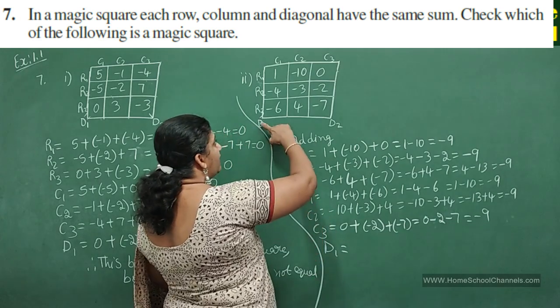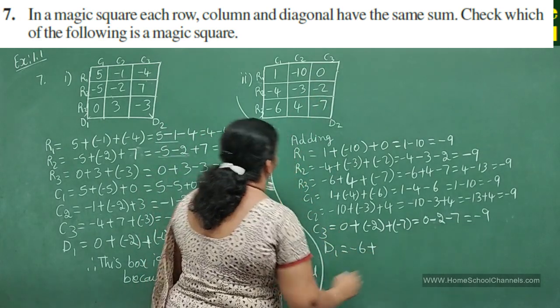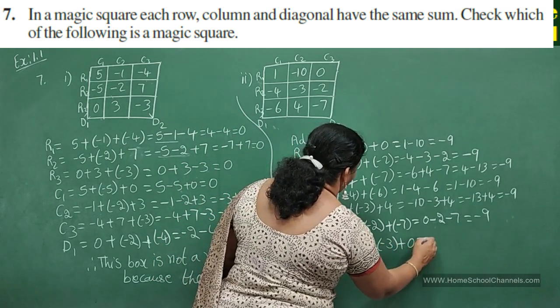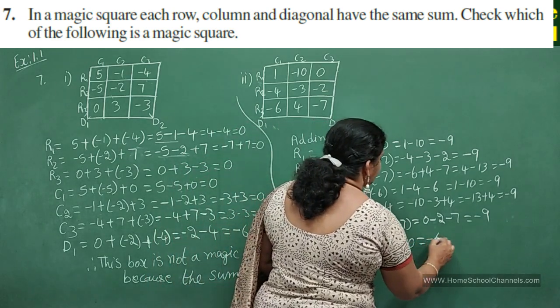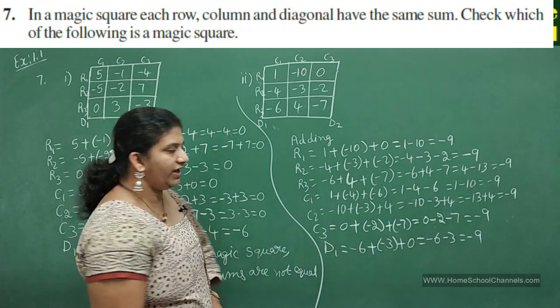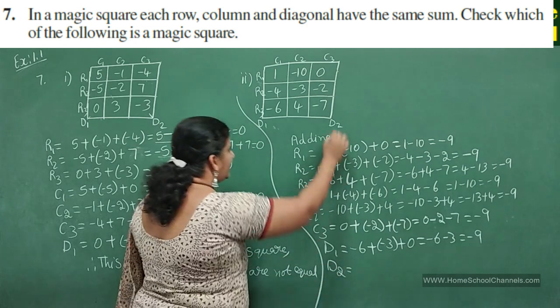D1. D1 means this one. Okay. Minus 6 plus of minus 3 plus 0. Plus into minus, minus. Minus 6 minus 3 will be minus 9. Okay. Next, diagonal 2, D2.